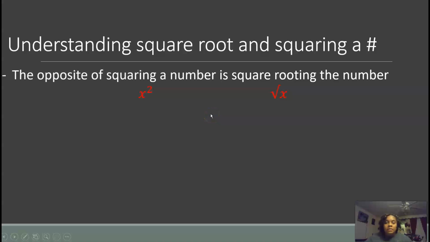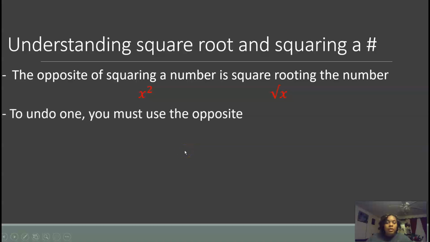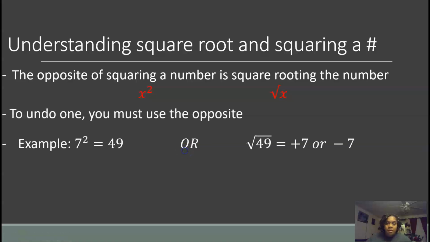So, understanding square roots and squaring a number. The opposite of squaring a number is square rooting the number. So the opposite of x squared is the square root of x. What do I mean by that? Well, to undo one, you must use the opposite. To undo one, you must use the other. So an example we have here is 7 squared equals 49. 7 times 7 is 49.